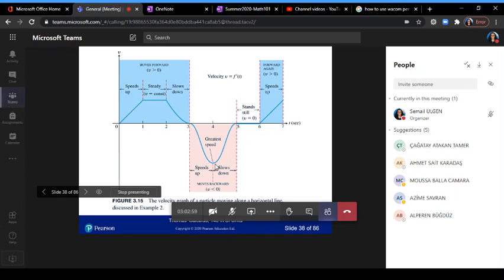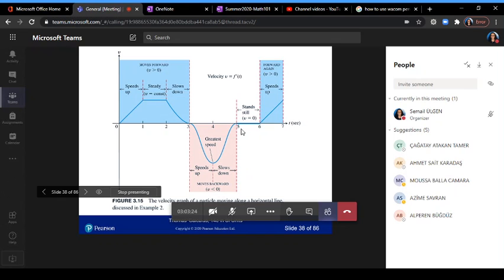But if the graph is like this, then look, velocity is still negative, which means you are still moving backward, but you are slowing down. Because, for example, here your speed was 10, here velocity is negative 5, but the absolute value is 5, your speed is 5. So you are slowing down here.